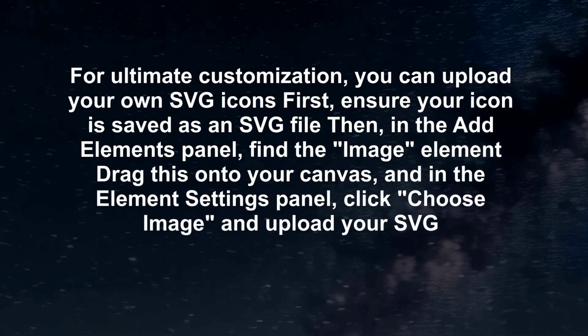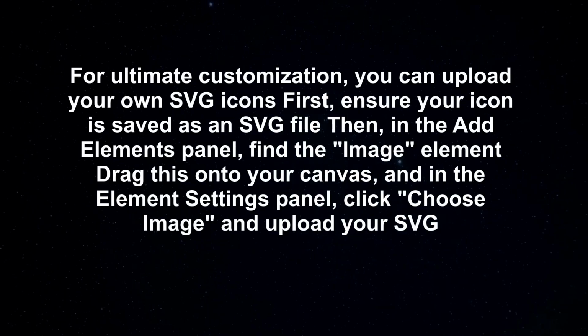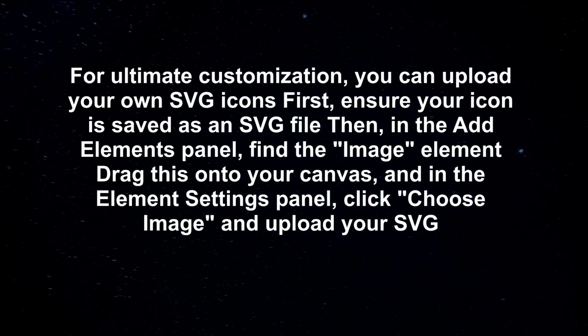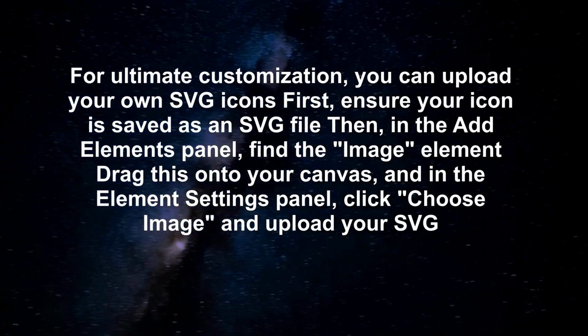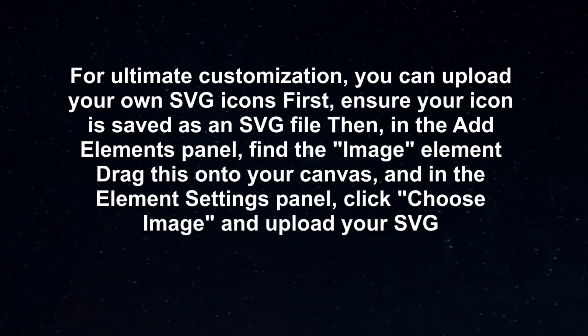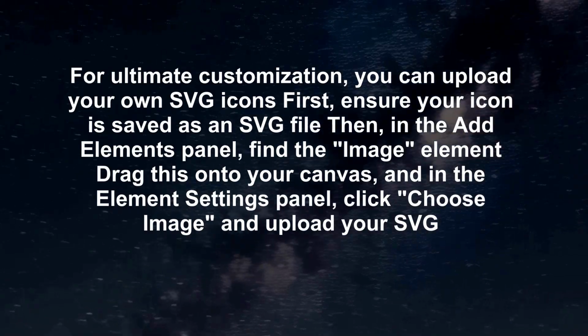For ultimate customization, you can upload your own SVG icons first. Ensure your icon is saved as an SVG file. Then, in the Add Elements panel, find the image element, drag this onto your canvas, and in the Element Settings panel, click Choose Image and upload your SVG.